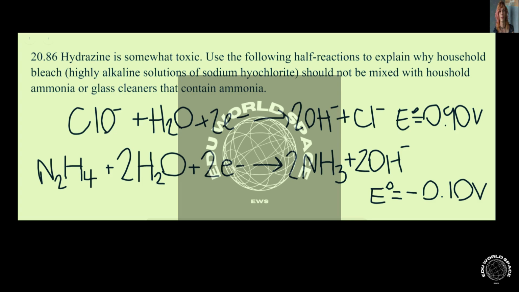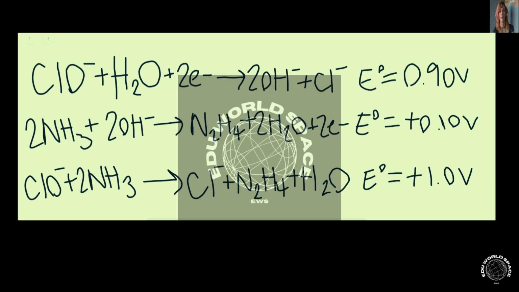Either way, we're going to flip the second half reaction, and when we do that, we're going to flip the sign on the reduction potential. So now we flipped the second half reaction, and the reduction potential has gone from negative 0.1 volts to positive 0.1 volts, and we can add this together. So what cancels from our equation? Well, first of all, our electrons cancel. We have 2 electrons in each half reaction. And then we have 2 hydroxide ions in our products and our reactants. And then in our first half reaction, we have 1 H2O in the reactants, which is going to cancel with 2 H2O in the products of our second half reaction.